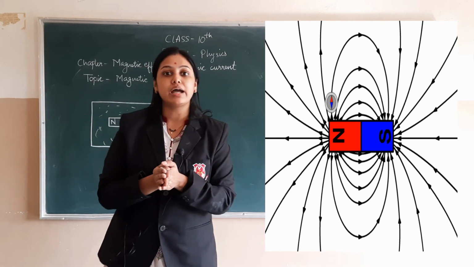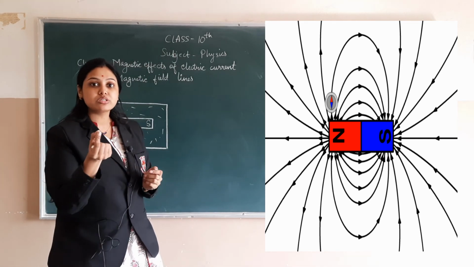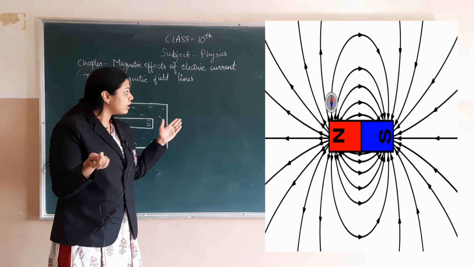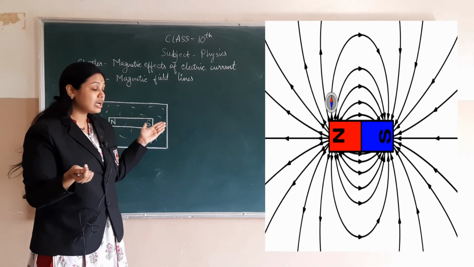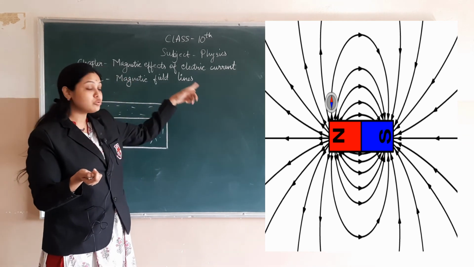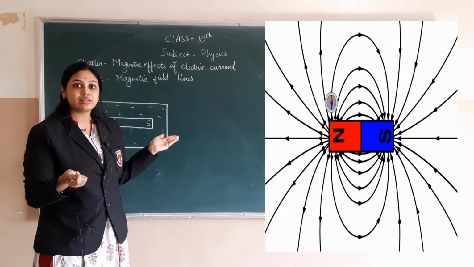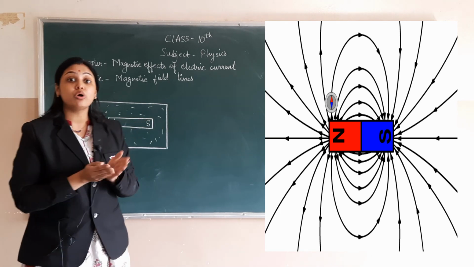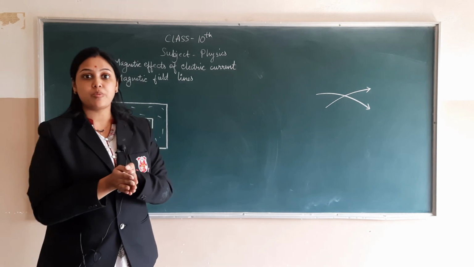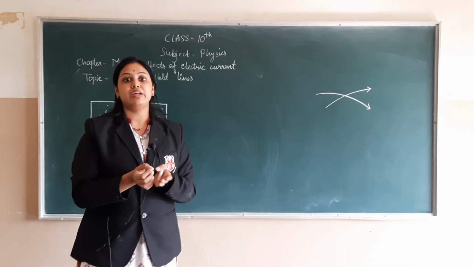The third one is that field lines are closed curves. You can see in this diagram that the field lines outside the magnet go from north to south, and inside the magnet they come from south to north. So this is the third property of magnetic field lines.